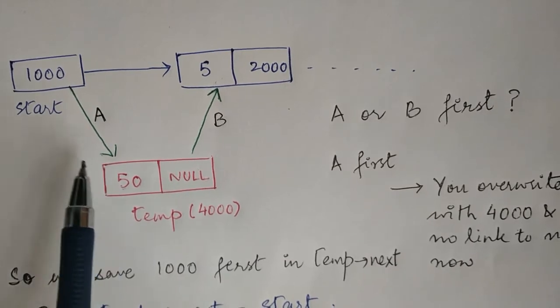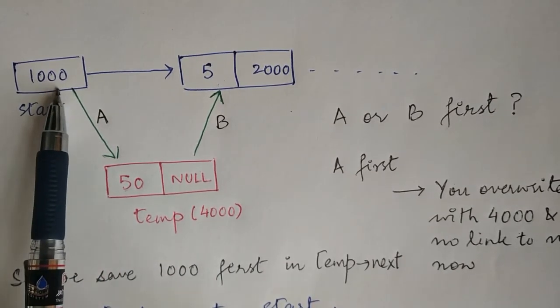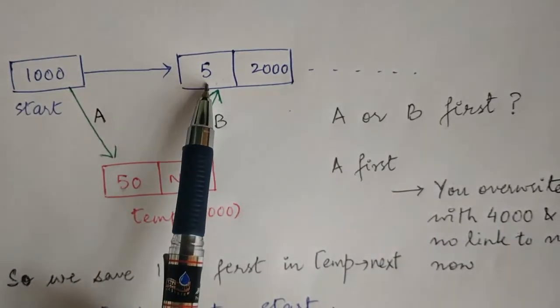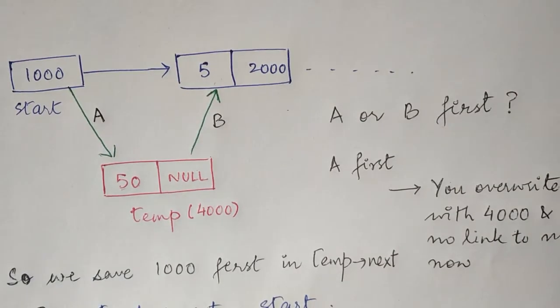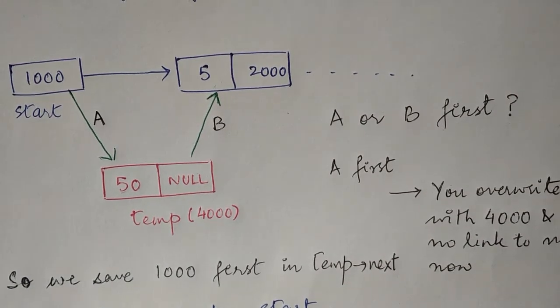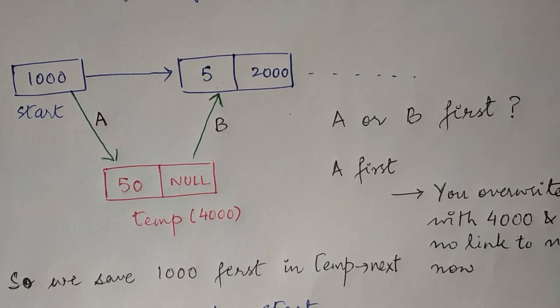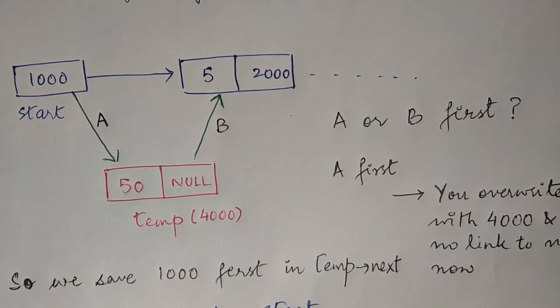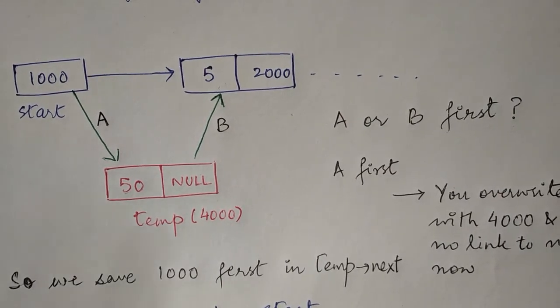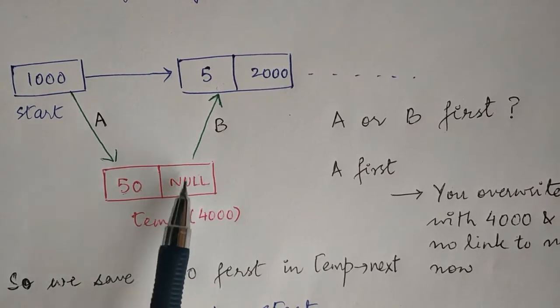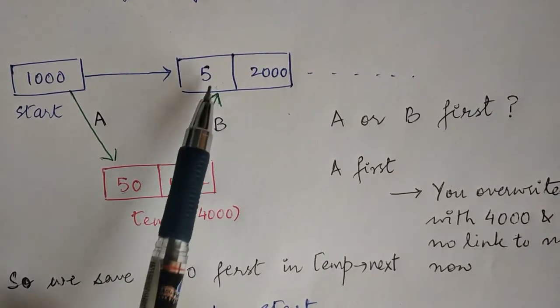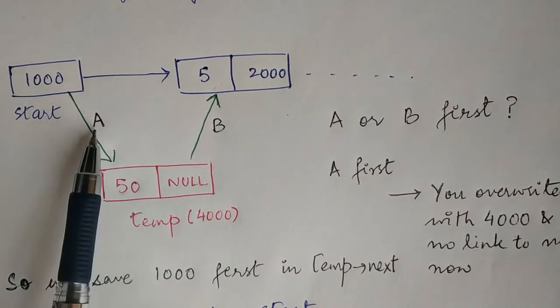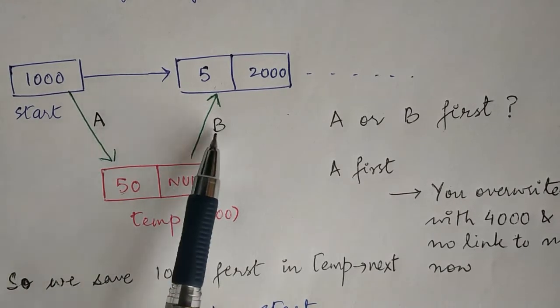But in that process, you have lost the address of the node 5. Why? Because the address of node 5 was in start. Now start has been overwritten and you don't have the address which you can put here to link this to 5. So you cannot do A first in this case, you have to do B.